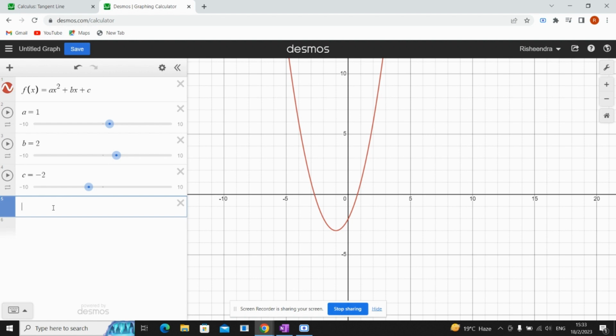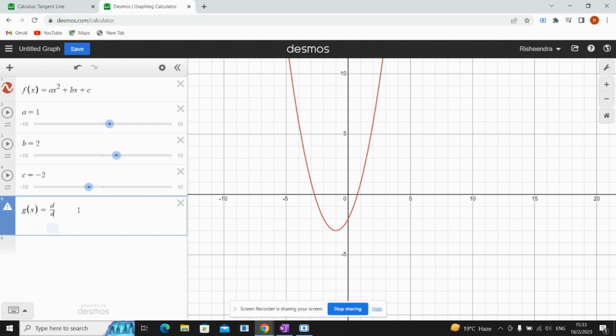How do we find the slope of the given curve? Because the slope of the curve changes continuously, the slope of the curve is also an equation. To find the equation of the slope of the curve, we have to differentiate the equation of the curve. Okay, g of x. Assuming g of x is the differentiated equation of f of x.